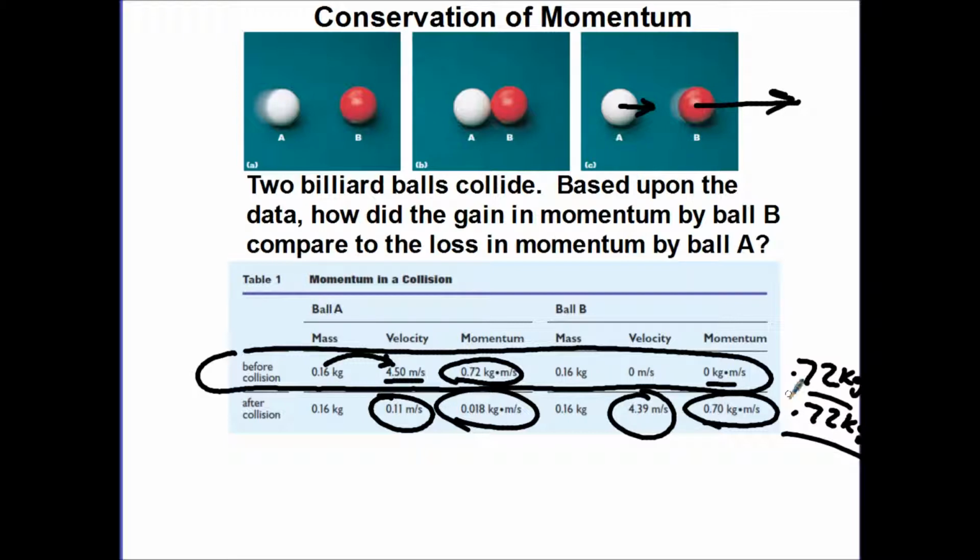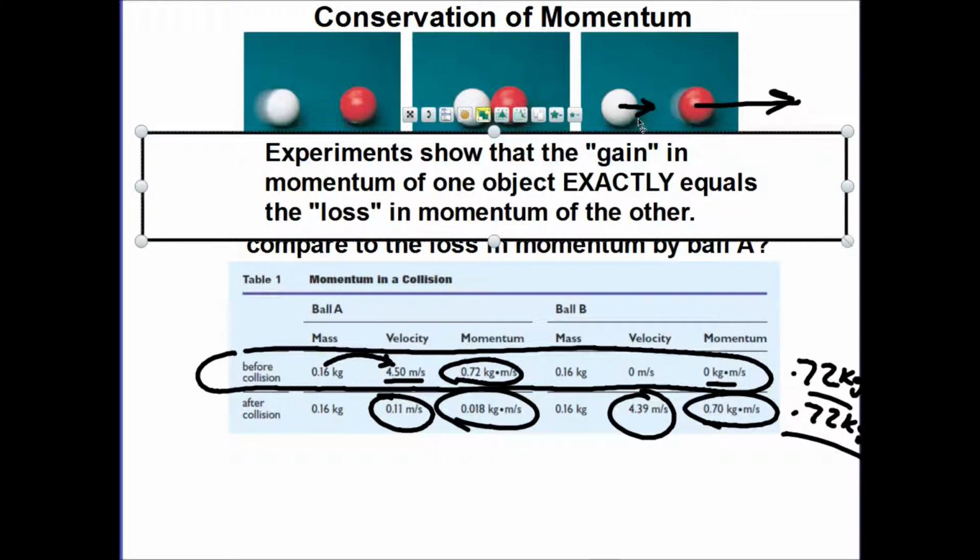Now it's off a little bit. Maybe some of you looked at that and said that's 0.718. Well, in reality, there's not much difference between 0.72 and 0.718. So we see that experiments show the total momentum is a conserved quantity in these collisions. Experiments show that the gain in momentum of one object exactly equals the loss in momentum of the other. So what we start with is what we end with. If this one lost about 0.7 kilogram meters per second, this one gained 0.7 kilogram meters per second. Let's move on.